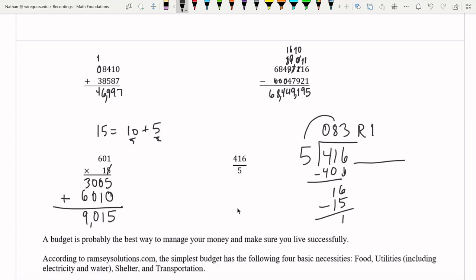Okay, if you do this on a calculator, it's going to show on the calculator as 83.2. This 0.2 is the same thing as the remainder 1, but this 83 is what's shown right there in the calculator. Once again, just do this on a calculator. For any large numbers, you should just do that.